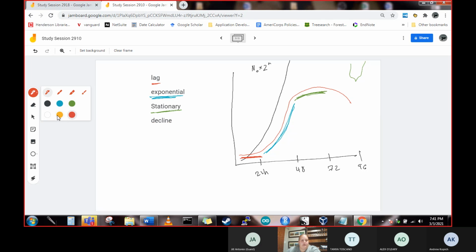And then finally, you're going to get to a point where you start seeing a decline or a death in your colony. So these are just theoretical numbers, but you'll start seeing that decline phase where you lose bacteria because they can no longer survive, given the nutrients or whatever is in this system. So wanted to address that.